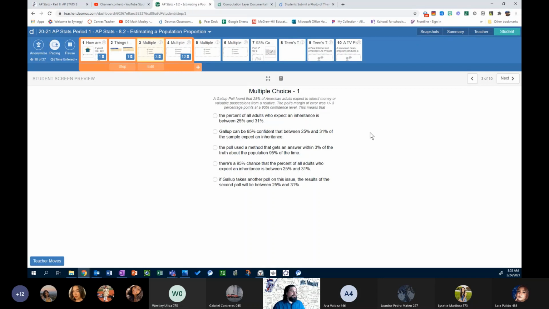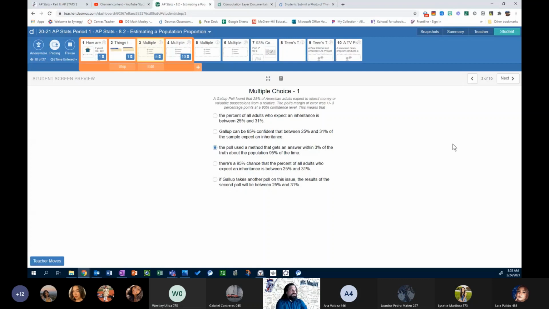The correct interpretation of what this means, from the 5 possible statements, is: the poll used a method that gets an answer within 3% of the truth about the population 95% of the time. Right.